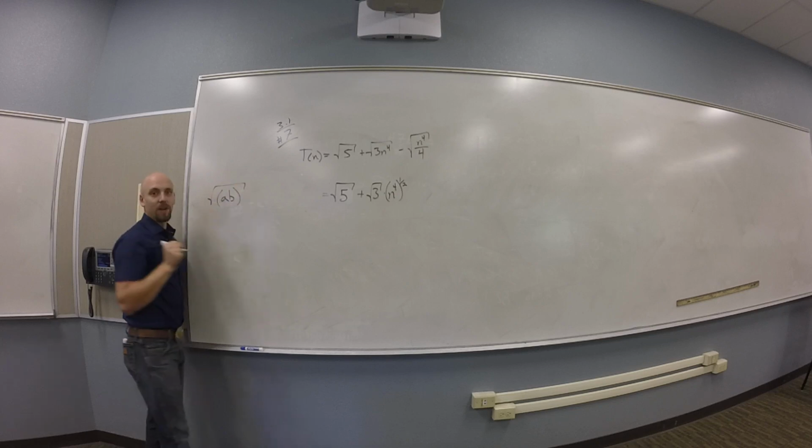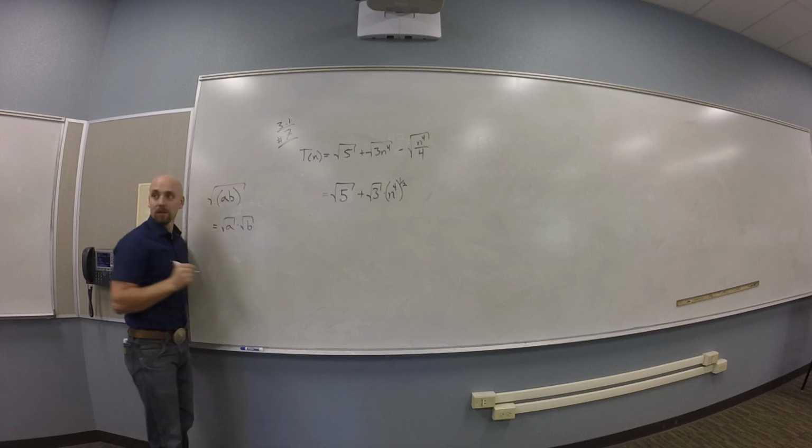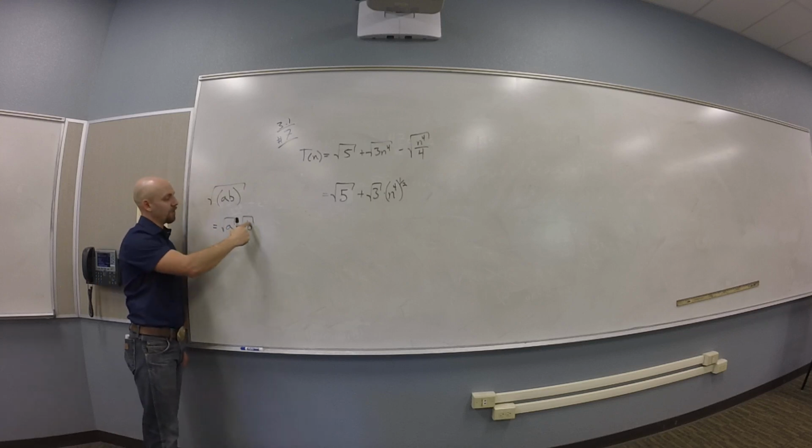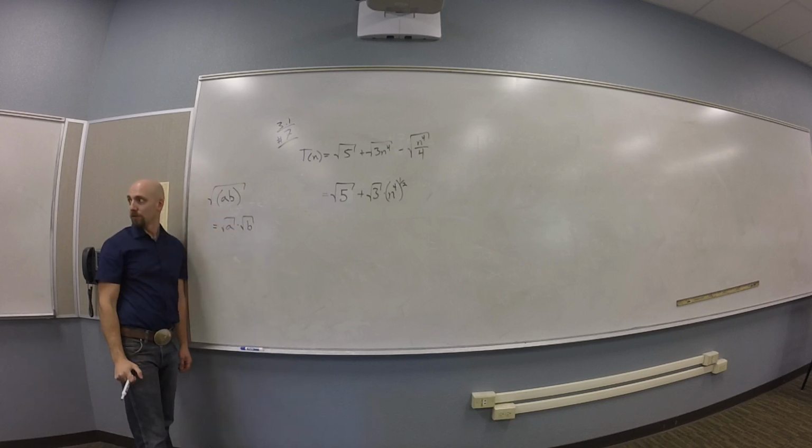Okay, so I had the square root of a times b, right? And so I thought about that as the square root of a times the square root of b. And then I rewrote this one as a 1/2 power because that thing already had a power on it. And so I'm going to hit it with a rule.